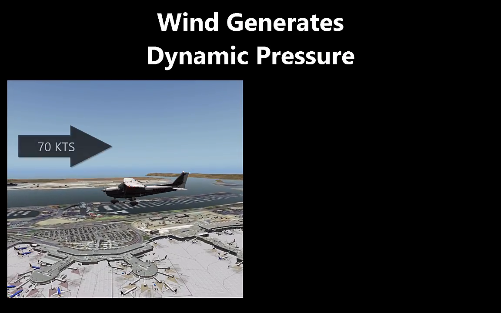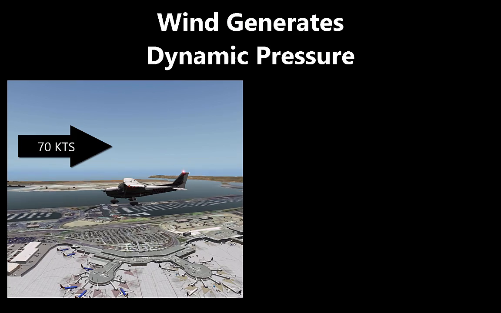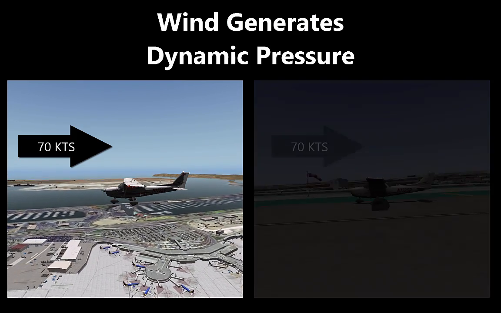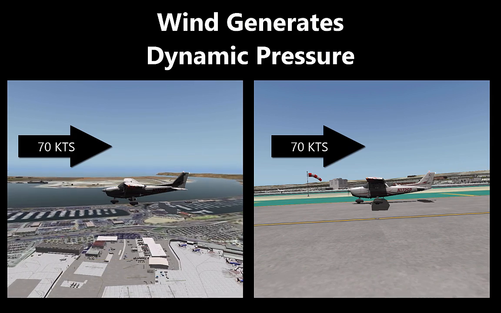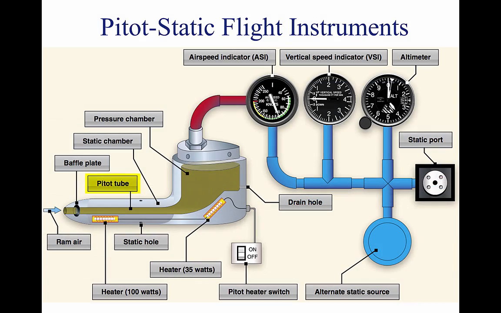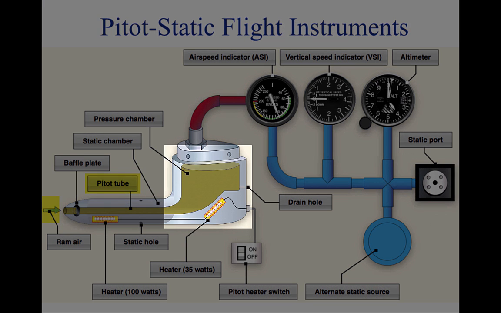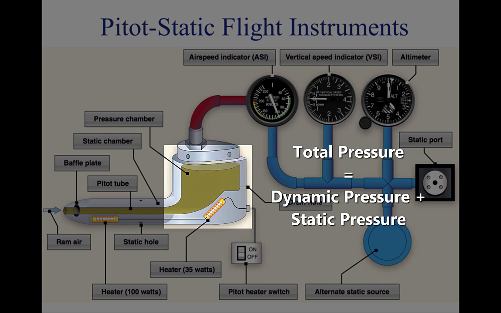It does not matter if the aircraft is moving through still air at 70 knots or if the aircraft is facing a wind with a speed of 70 knots. The same dynamic pressure is generated. The pitot tube has a small opening at the front which allows the total pressure to enter the pressure chamber. The total pressure is made up of the dynamic pressure plus static pressure.